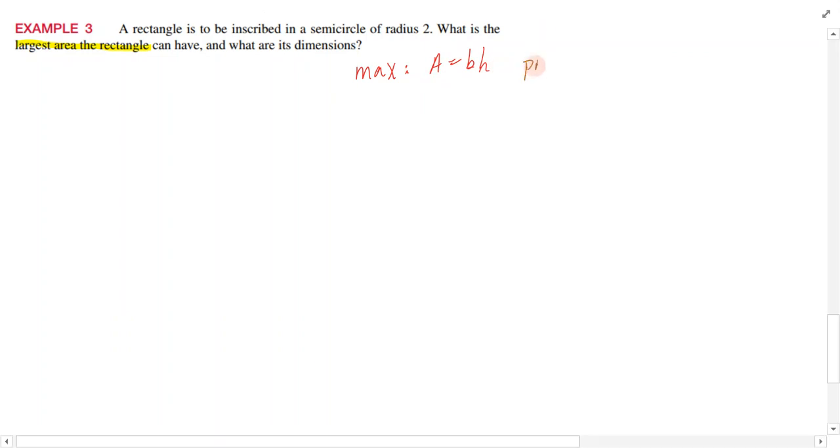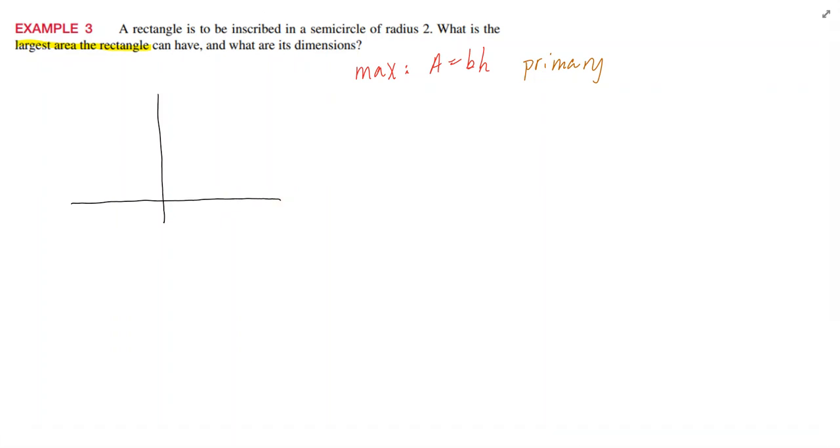This would be our primary equation because it is the equation that we want to maximize. Now we know that we're going to have to come up with a secondary equation that somehow relates the base and the height, so I can substitute in. First, we need to probably draw a picture that represents what we're given here. We know that we have a semicircle of radius 2. So we're not told too much information here except that I have a semicircle of radius 2.